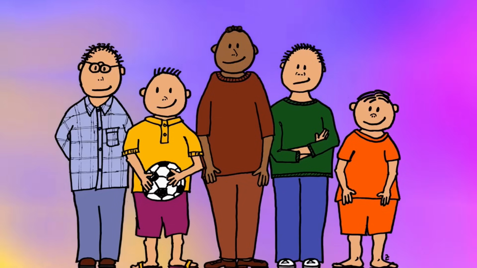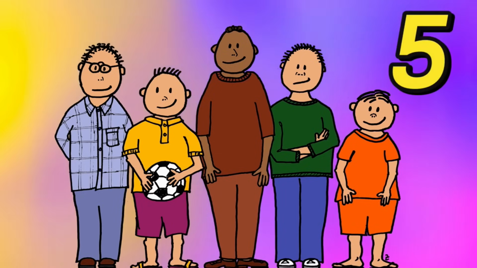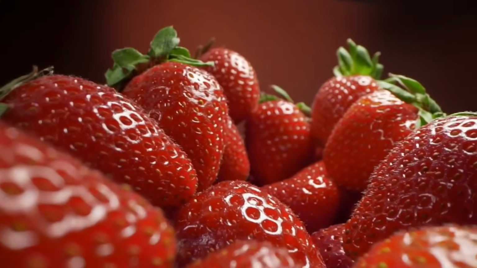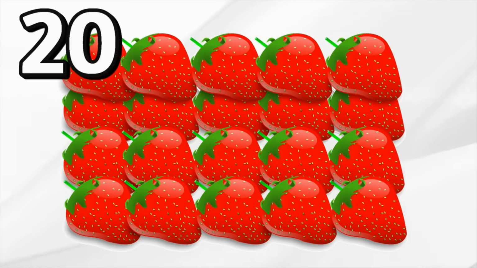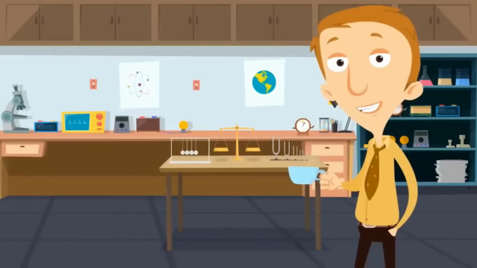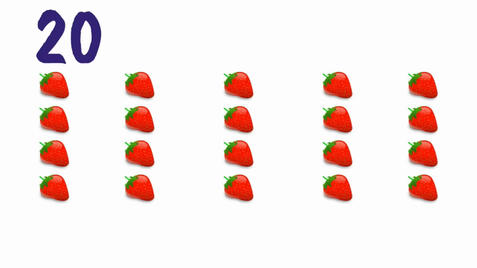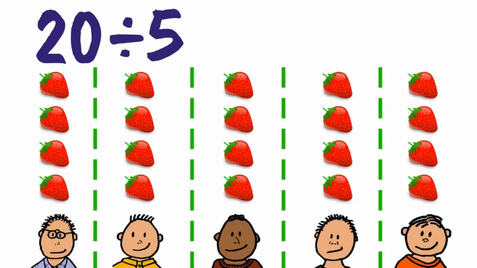How many people do you see here? 5. There are 5 people who have been playing outside and are going to take a quick snack break. Thankfully, they brought strawberries. They have 20 strawberries in all and want to divide them amongst each other. This will be fun. So there are 20 strawberries in all, and we are dividing them into 5 groups, 1 for each person. 20 divided by 5. What is 20 divided by 5?